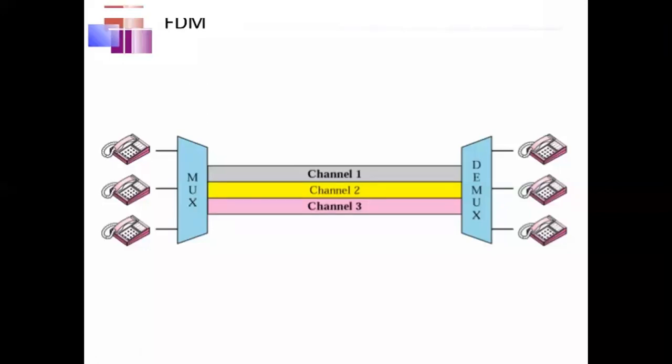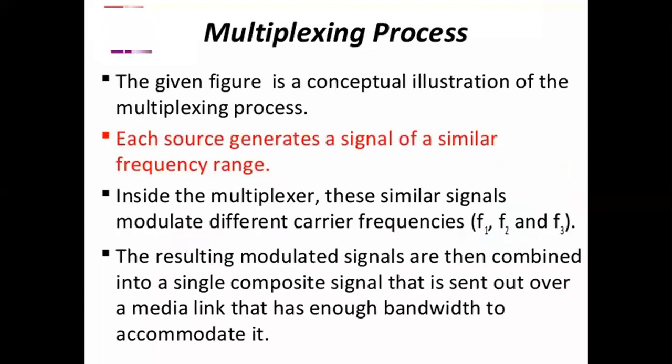So in the example, there are 3 signals: channel 1, channel 2, channel 3. Channel 1 has its own frequency, channel 2 has another frequency, and channel 3 has another frequency. F1, F2, F3 are the frequencies. Here is the multiplexing process.